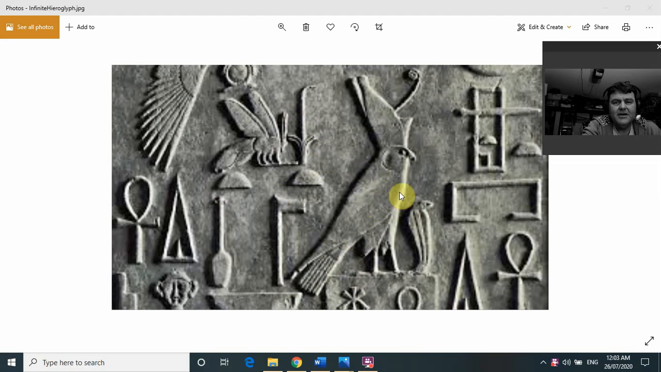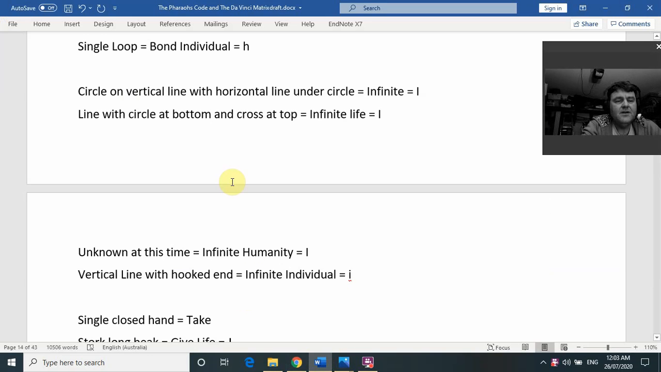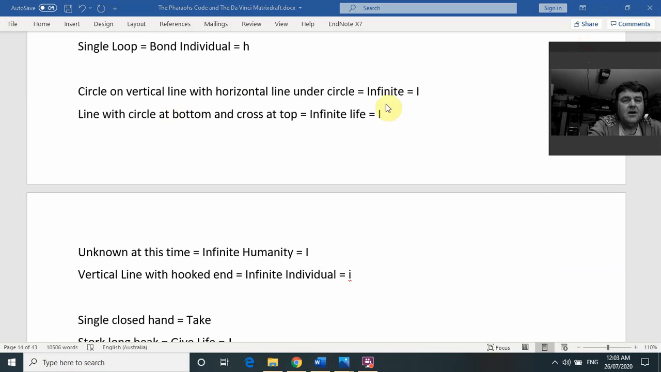Basically, a companion to the book that's available on Amazon, Talk Like an Egyptian. That book discusses the concepts that I believe were underpinning an original human language, and we can see evidence of it in the hieroglyphs. So let's go. We got up to I, the concept of infinite, or what we know as the letter I today.